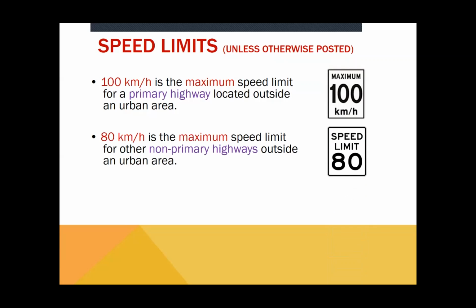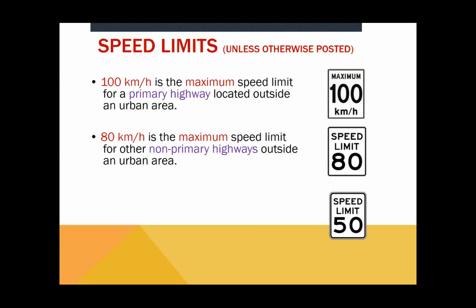Another default speed limit is for non-primary highways outside of an urban center. Those could be dirt roads or less used roads. They're not the big divided highways or anything. Those ones that go off to range roads and things like that are usually around 80 kilometers an hour. They're still highways, but they're classified as non-primary highways.